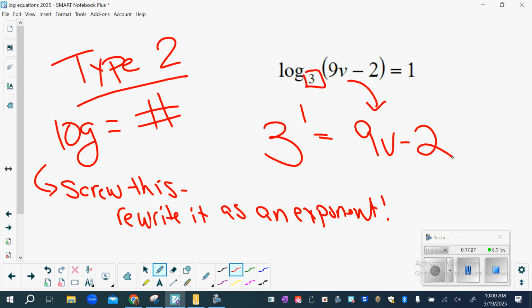And then look how easy this problem is to do. We're just going to say 3 equals 9b minus 2. Is it dumb numbers? Yes. 5 equals 9b. Divide by 9. You are done. You are done.